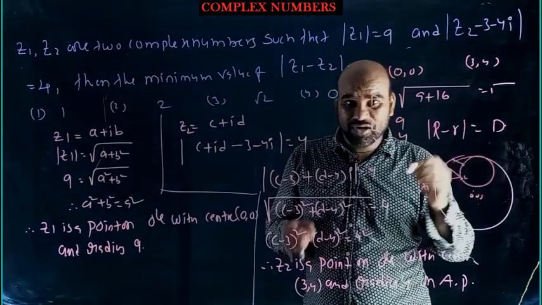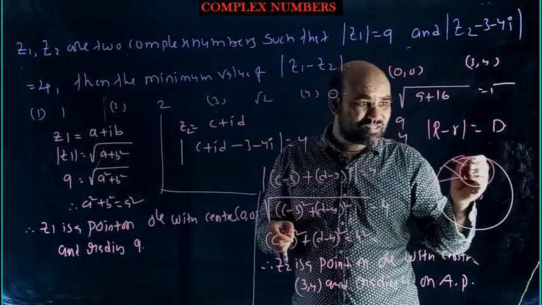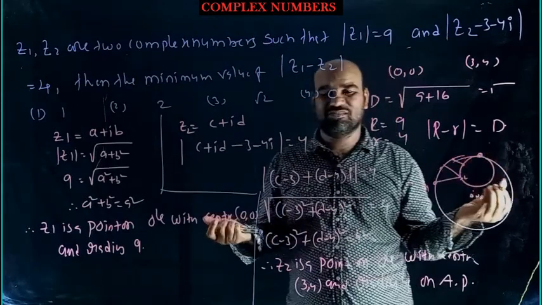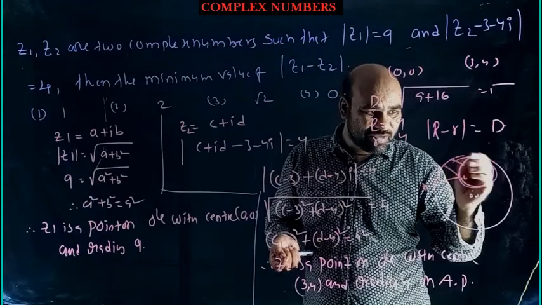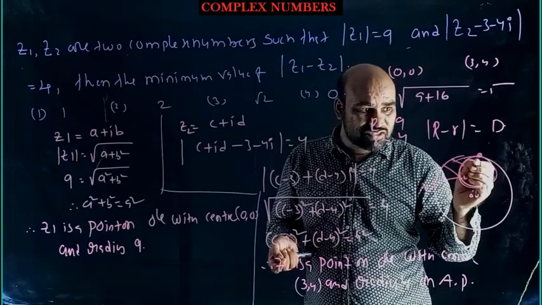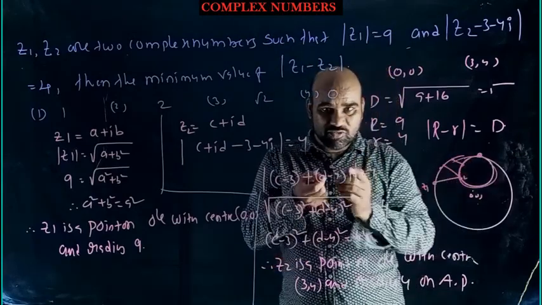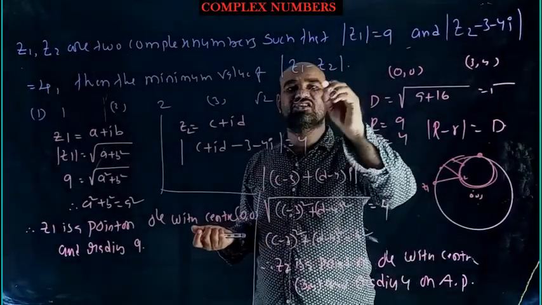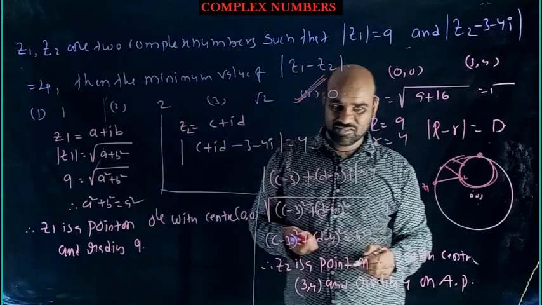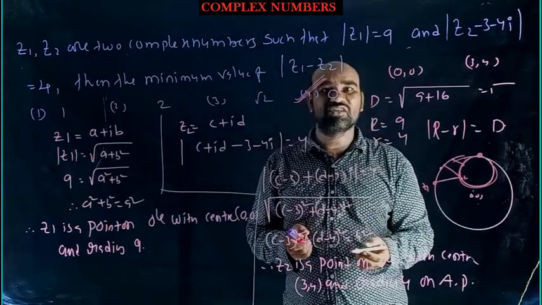Here, what happened? The distance is decreasing, no? Meaning the minimum distance between them is 0 only, because the circles touch each other. At this point, Z1 on the bigger circle and Z2 on the small circle coincide, so the distance between them becomes 0. So the minimum distance between them is 0. The fourth option is correct.